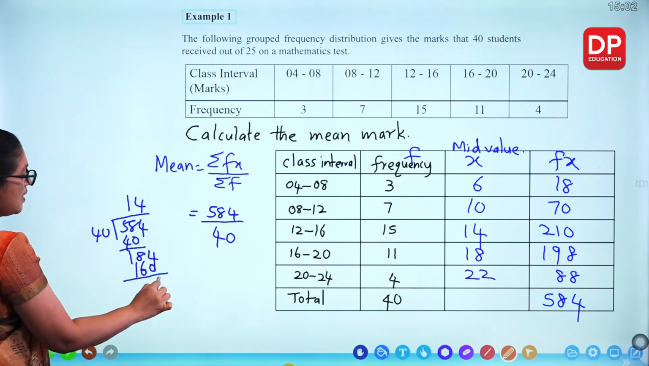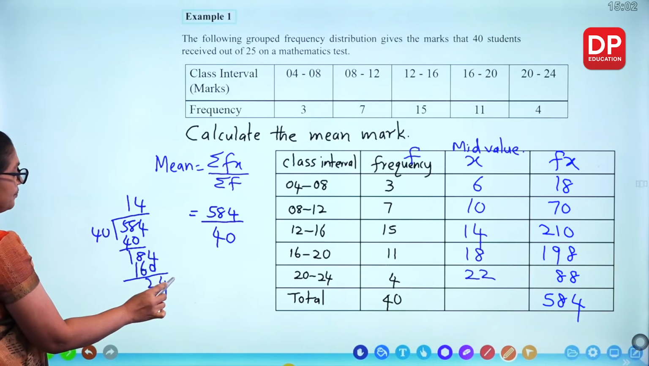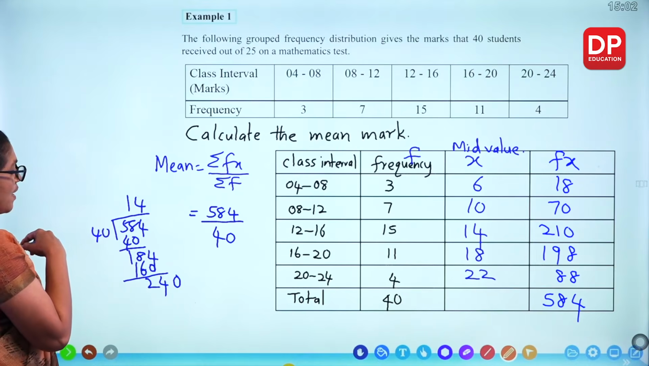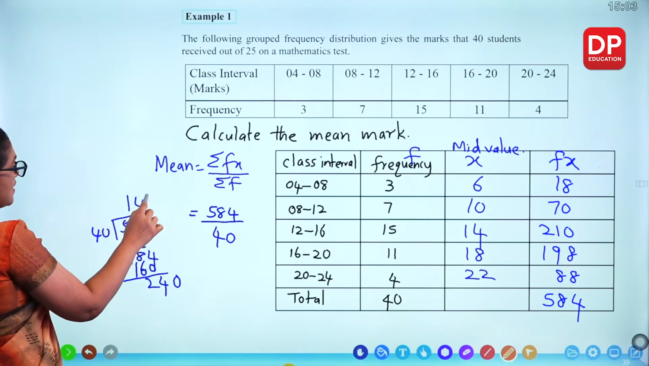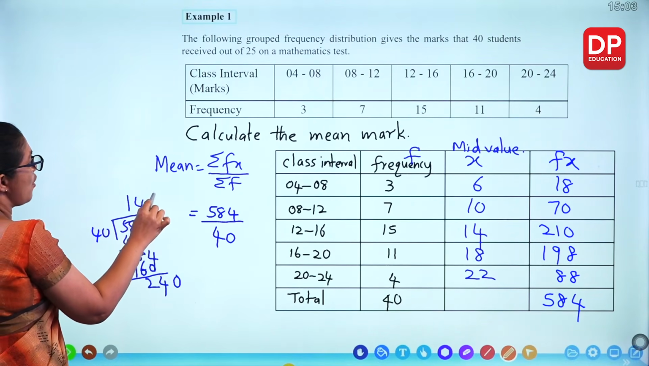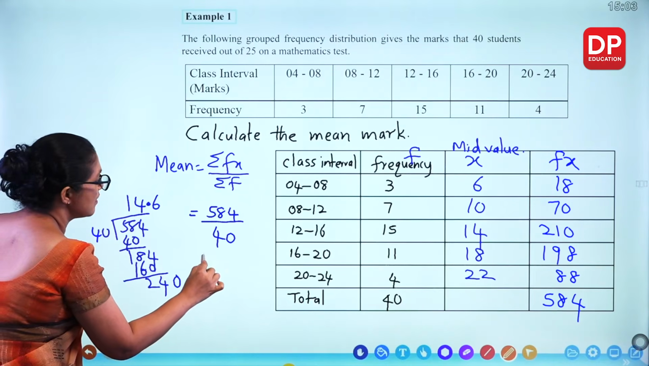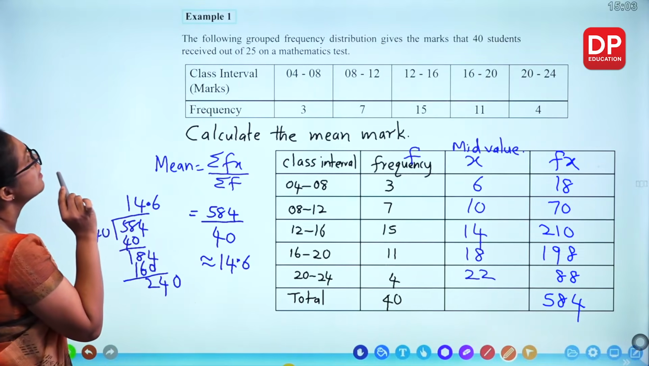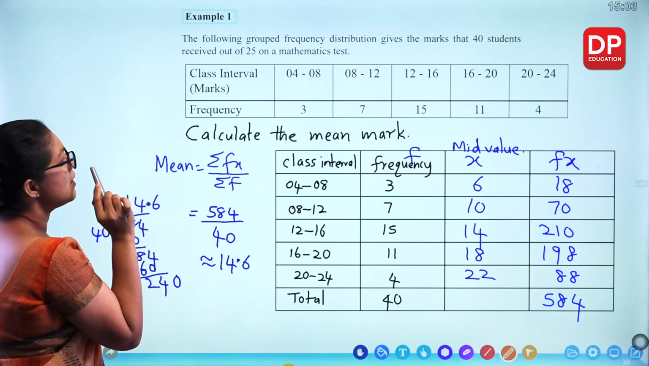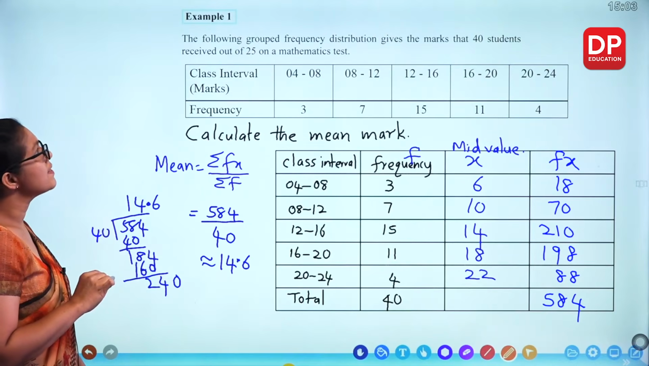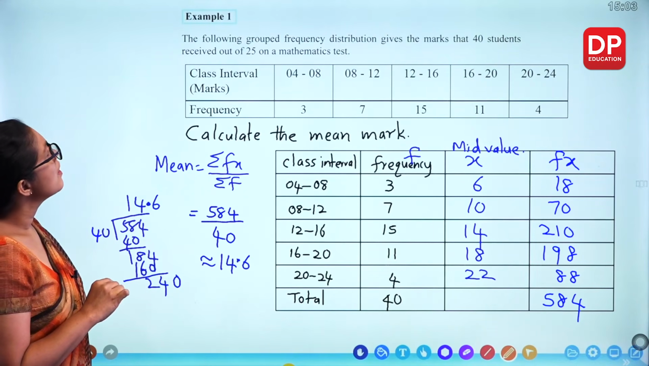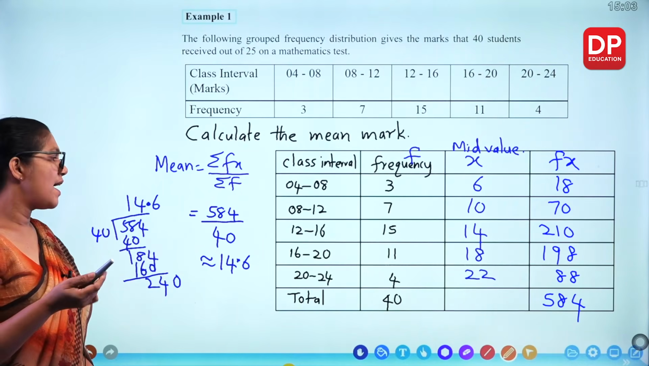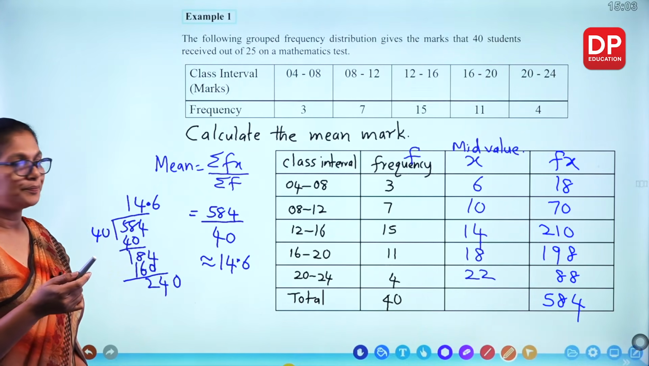460. So you get 24, 4. So for 240, that's 6. So 14.6. And it says calculate the mean mark. So 14.6. This is about mark. So you can roughly round it to the nearest number and write 15 as well.